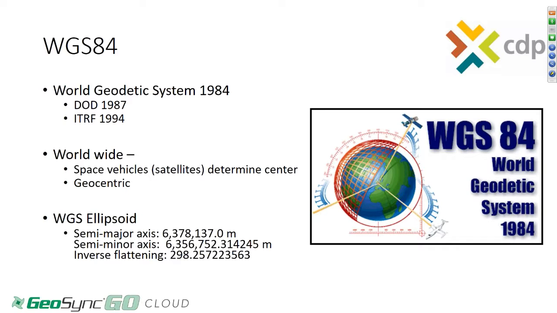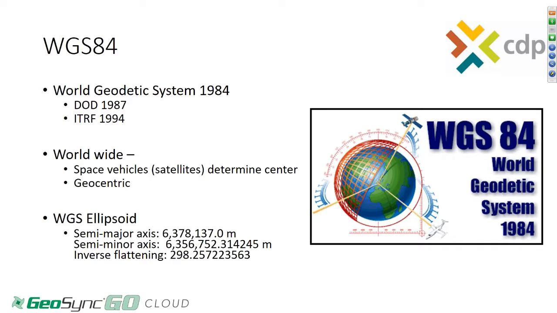So the center of the WGS84 ellipsoid, or that model, is really geared toward the space vehicles or satellites, which determine that in their rotation and all the physics that go along with that. And that continues to be the case. It really is geocentric, and it's really geared to a worldwide system that is defined by the space vehicles or satellites that are in orbit.